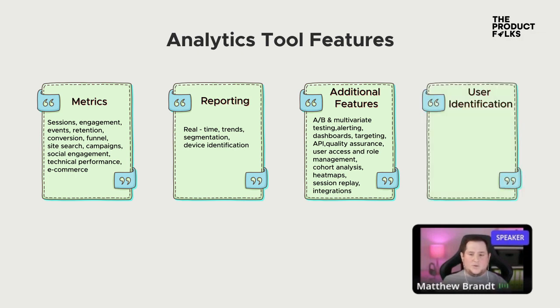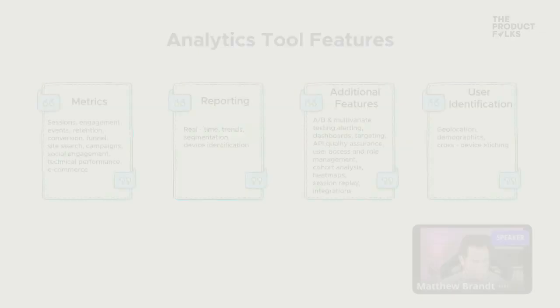And lastly, we also have things like user identification. This is about like geolocation or demographics or stitching devices together when somebody logs onto your product first with their laptop and then they decide to pull out their mobile phone because they get an email from you. It's about putting these two pieces of information together. There's a lot of different features.